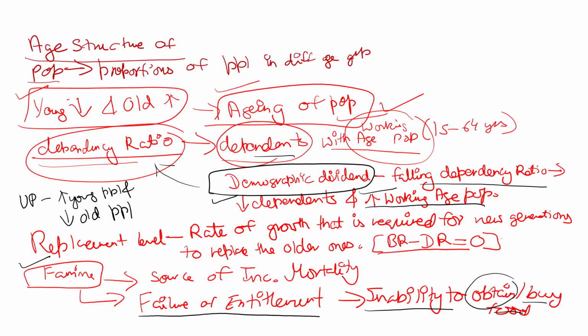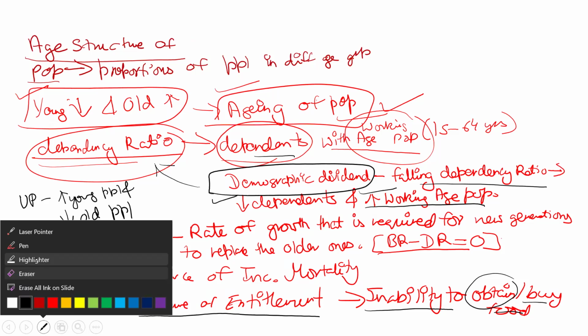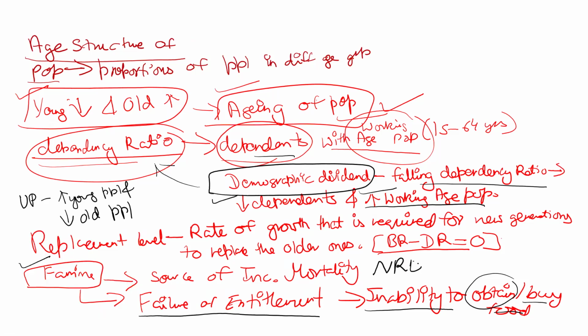Fine. The National Rural Employment Guarantee Act, that is NREGA, is the latest state initiative to tackle the problem of hunger and starvation in the rural areas. Then you have the role of literacy in population growth. So see, literacy is a prerequisite to education, and it is an instrument of empowerment.